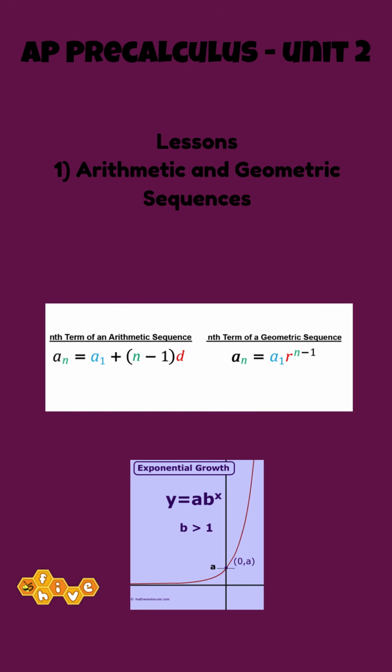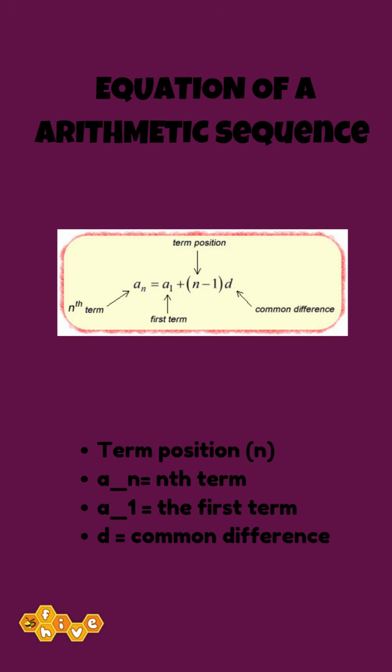Hello everyone, today we're covering two important topics in AP Pre-Calculus, arithmetic and geometric sequences. So a sequence is an ordered list of numbers that follows a pattern, and each number in the sequence is called a term. Firstly, we have arithmetic sequences. These have a constant difference between terms. For example, 3, 7, 11, 15. Every time we're adding 4, and that makes the common difference 4.